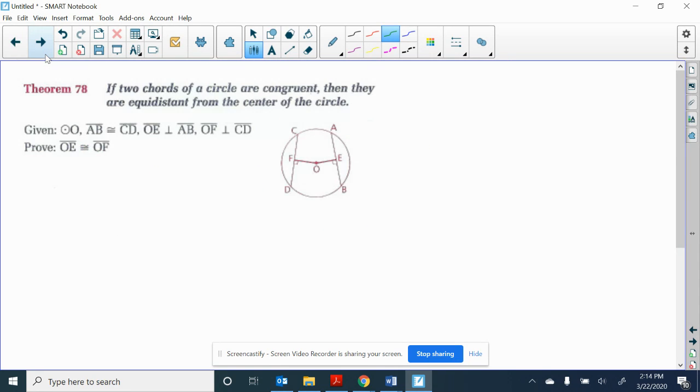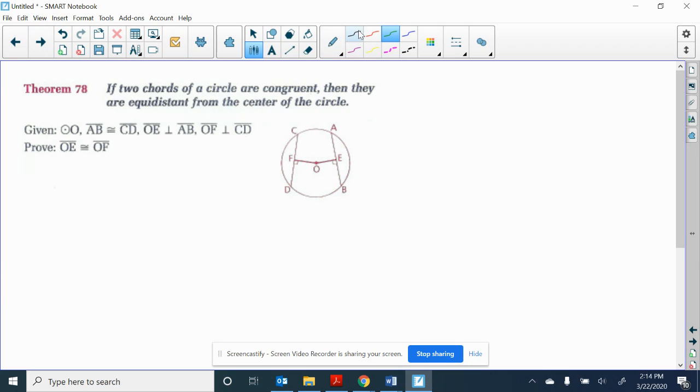Theorem 78 is basically the converse, which means that what we have here is a biconditional statement. But theorem 78 says that if two chords are congruent, then they are equidistant from the center. So if I put the two together, I could say in a circle, two chords are congruent if and only if they are equidistant from the center.